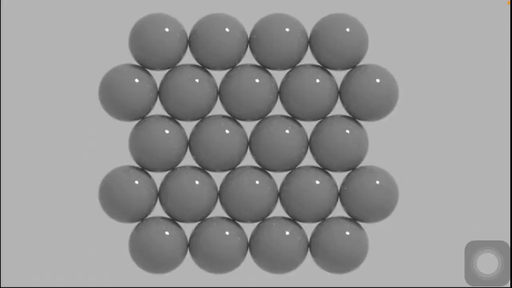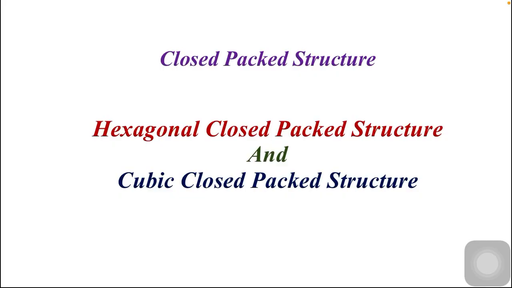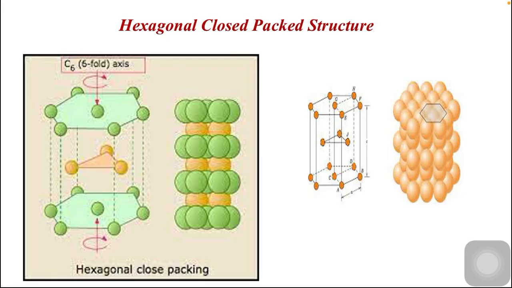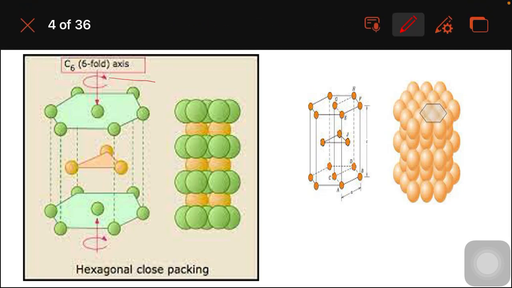So here, the hexagonal structure and the cubic structure are the close packed structures, as they can fill up approximately 74% of the available space. First, let's discuss the hexagonal close packed structure. This picture indicates the unit cell of the hexagonal close packed structure.